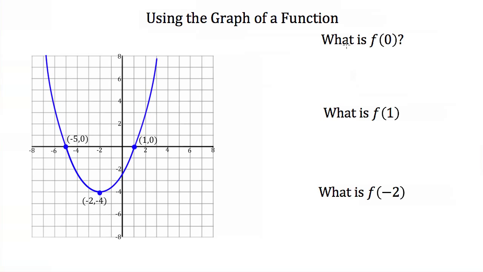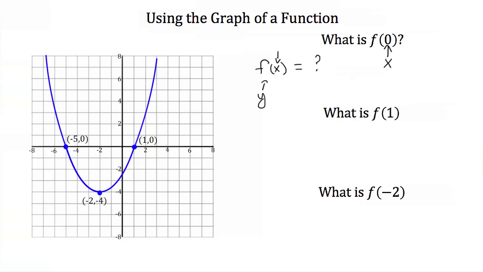The first question is, what is the function value when x is equal to 0? Remember, function notation is f of x, and then we usually have some equation here. The function value is the y value for this value of x. So if we want the function value when x is equal to 0, then we're really looking for the y value on our graph when x is equal to 0.